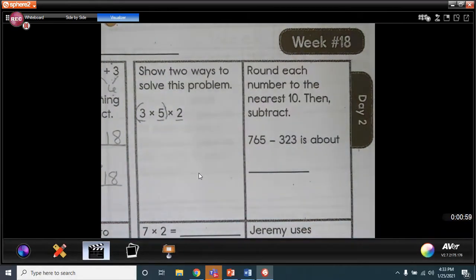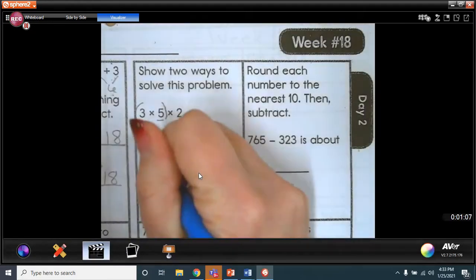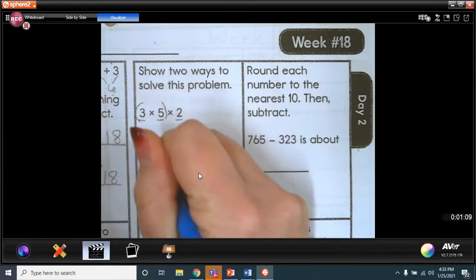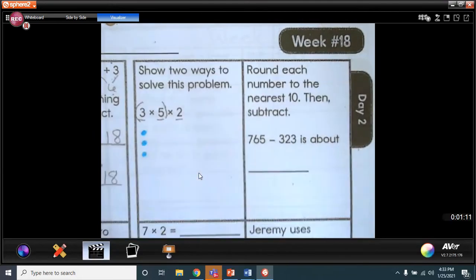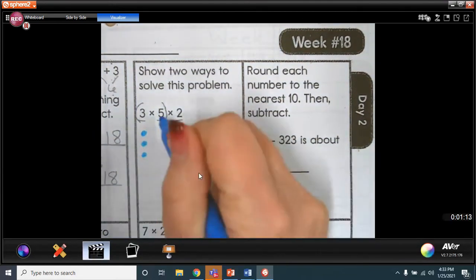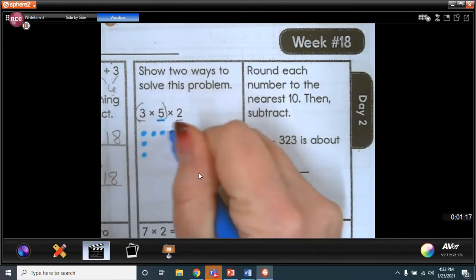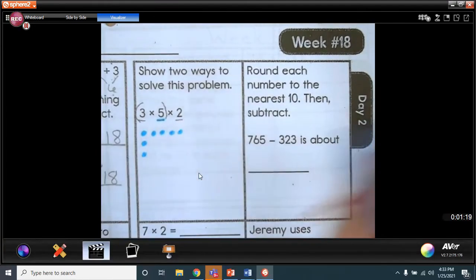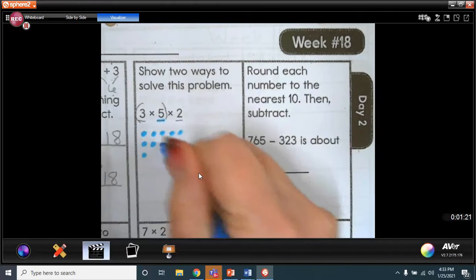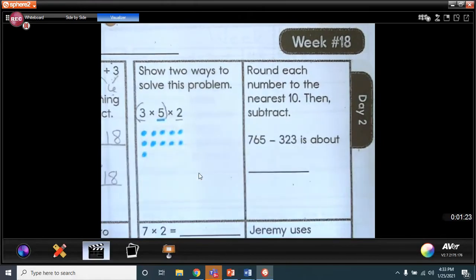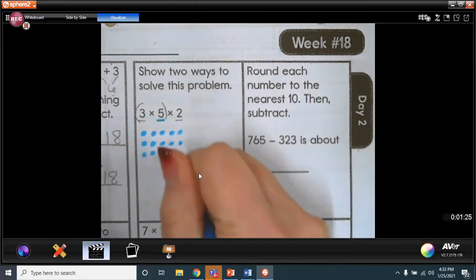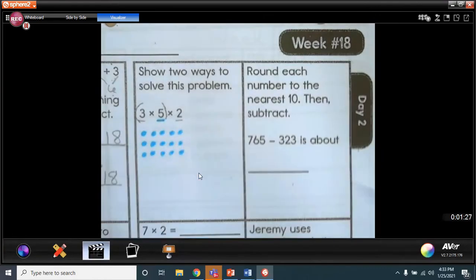So let's talk about what 3 groups of 5 is, or 3 rows of 5. So if I have 3 rows of 5, and I could do an array, here's my 3 rows, and this is going to tell me I have 5 in each row. So 5 in the first row, 5 in the second row, and 5 in the third row.